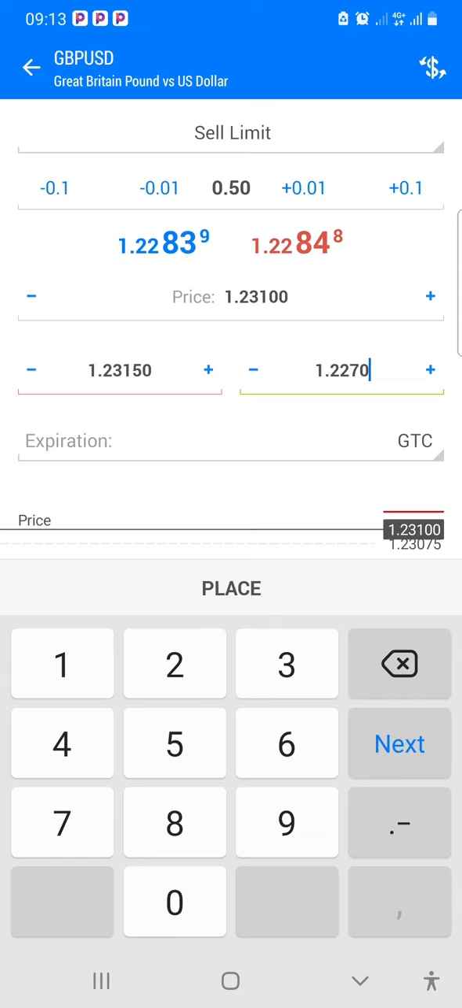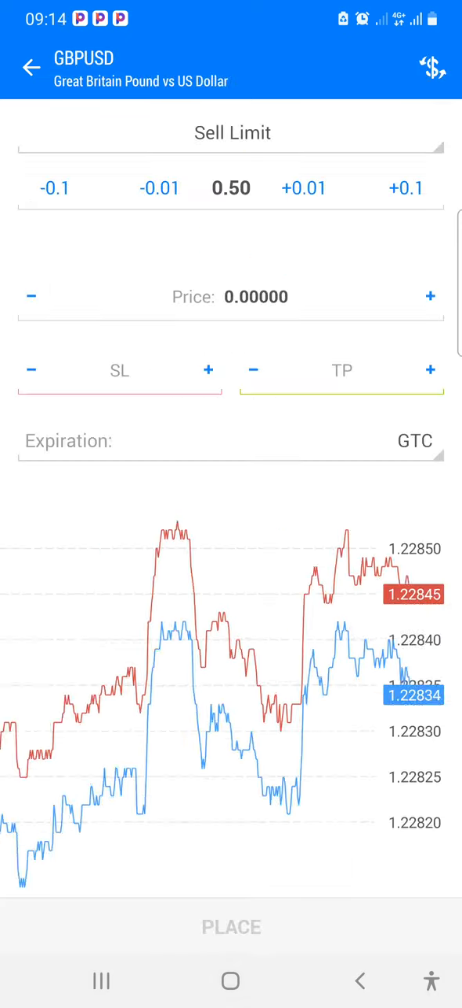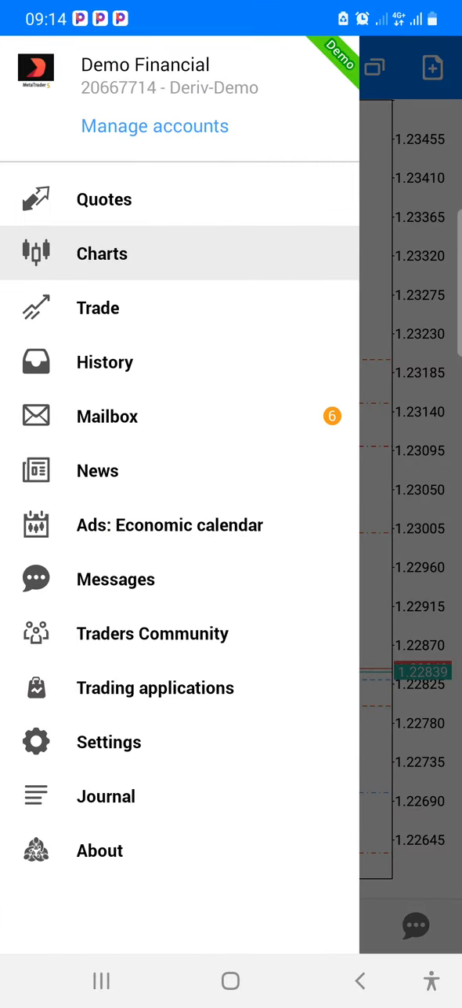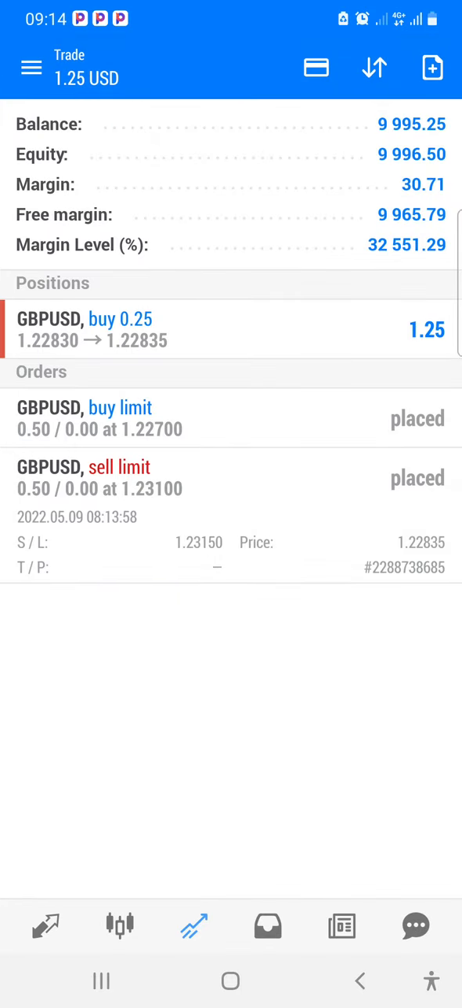1.2270, because I want price to drop below it. I can decide not to set TP, but I already have my stop loss. So let's say 1.2310 now. Let me place it now. Okay, look at now. So let's see, trade, sell limit.